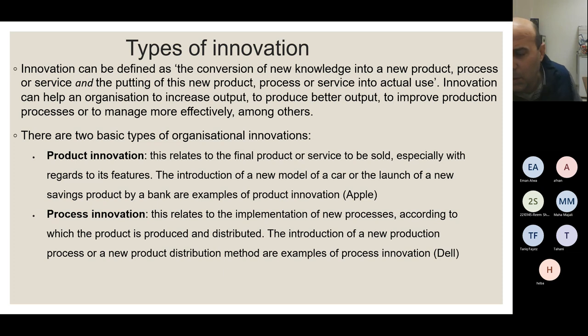For example, one of the biggest organizations that depend on process innovation is Dell. We know what Dell does in its business model: build to order. If you want to order a laptop, you could call Dell customer service, go through the details of the laptop, the features that you want, and they will build it according to what you want. And the price for each customer will be accordingly different.